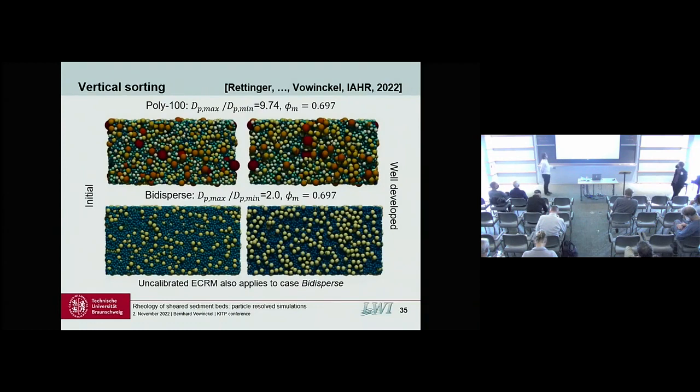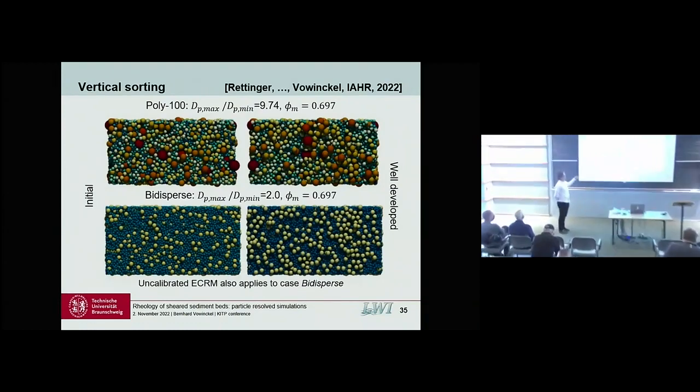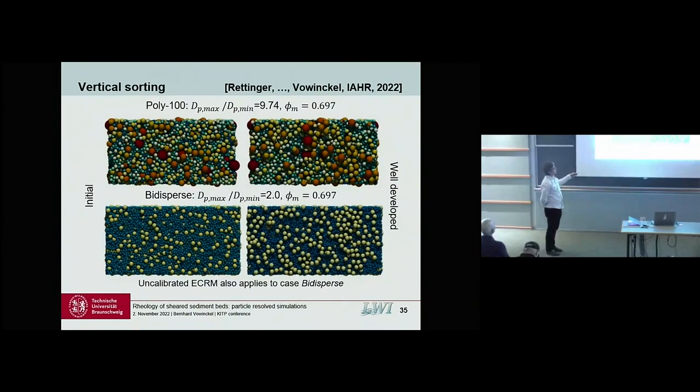Right. So we ran a simulation like that. So this is the initial condition, looking from above, and that's the end. What we were interested in was the question of grain size segregation. They produced exactly the same phi m for our simulations, and it was the same rheology. So, to answer your question shortly.